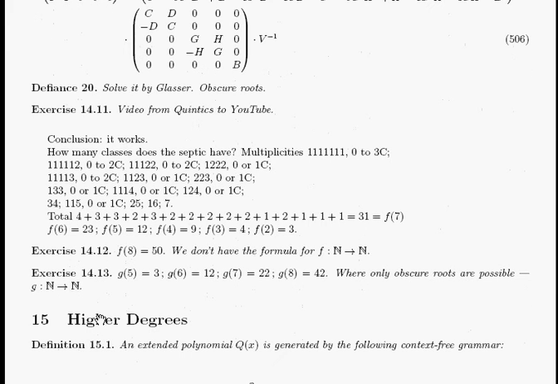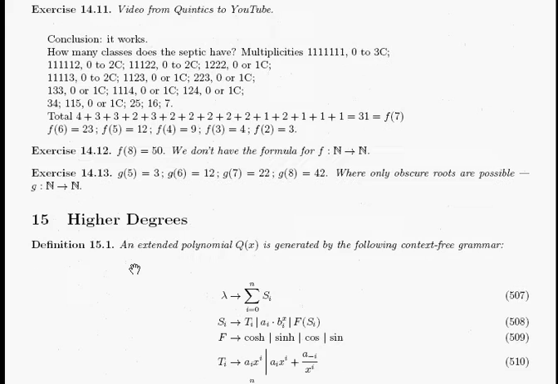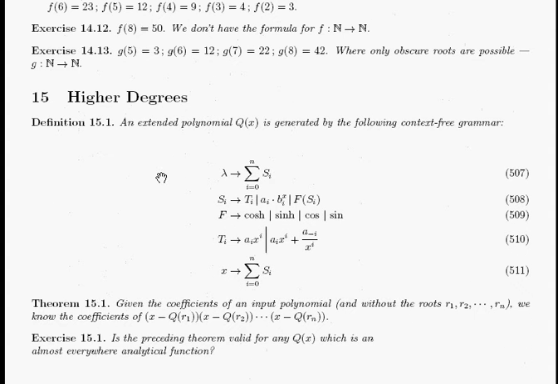We classify degree 2 with 3 classes, degree 3 4 classes, degree 4 9 classes, degree 5 12 classes. We show that an extended polynomial q of x is generated by the following context-free grammar. From an empty string lambda, we get almost a polynomial from i equals to 0 to n summed of si.